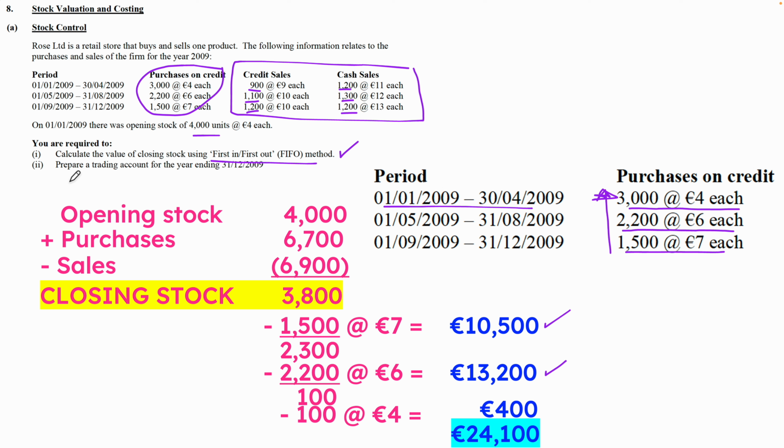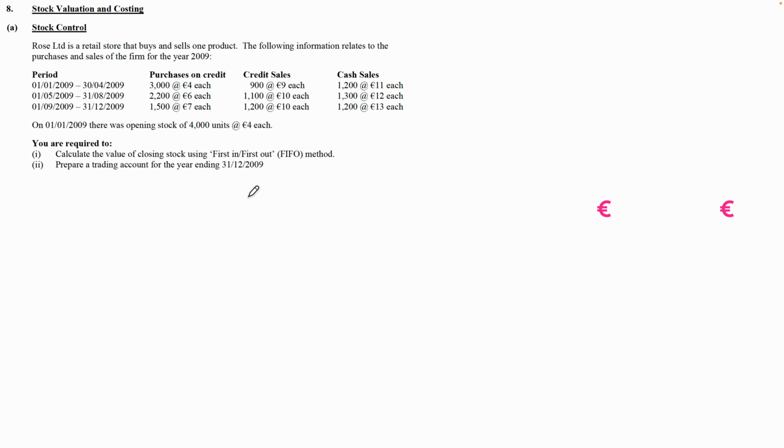Part 2 is then asking us to prepare a trading account for the year ending 31st of the 12th, 2009. So a trading account is sales less cost of sales. Opening stock plus purchases minus closing stock, that's your cost of goods. You take that away from your sales, that's your gross profit. So you're going to be on the calculator a lot now, okay?